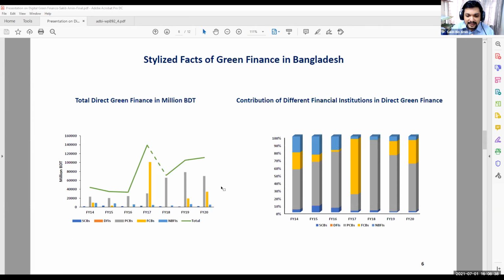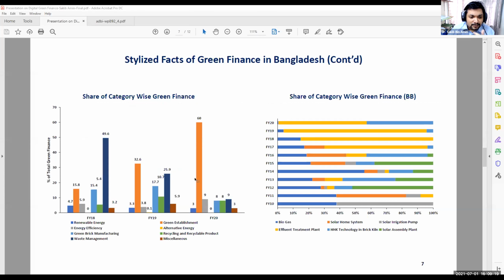There is fluctuation, and also from my literature review and different case studies, we can see some sort of inconsistency in terms of disbursing the funds. Sometimes the private commercial banks are at the top, and sometimes the foreign commercial banks are contributing almost 72% of the total direct green finance. And most surprisingly, the state-owned commercial banks have very little impact on the green finance schemes in Bangladesh. It is always roaming between 1.5 and 4%. This is very, very surprising.